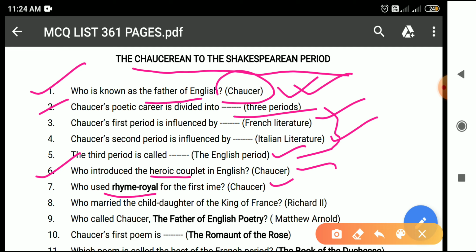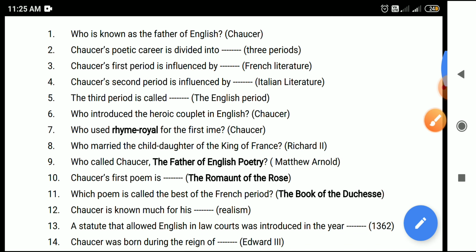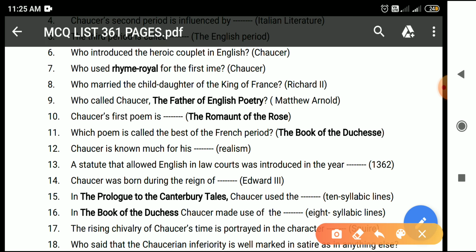Who married the child daughter of King of France? Richard II was the person who married the child daughter of King of France. Who called Chaucer the father of English poetry? Chaucer was regarded as the father of English poetry by Matthew Arnold, who was one of the greatest critics. Chaucer's first poem was The Romaunt of the Rose. Okay. Number 11. Which poem is called the best of the French period? The Book of the Duchess was the poem which was called the best of his French period.